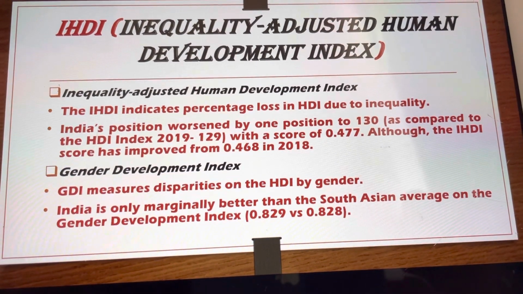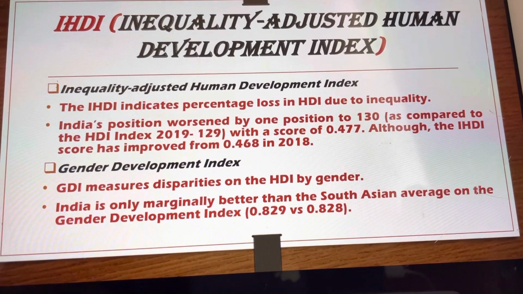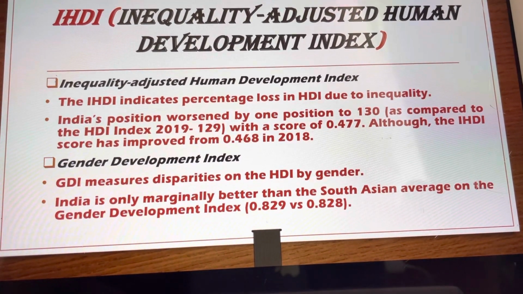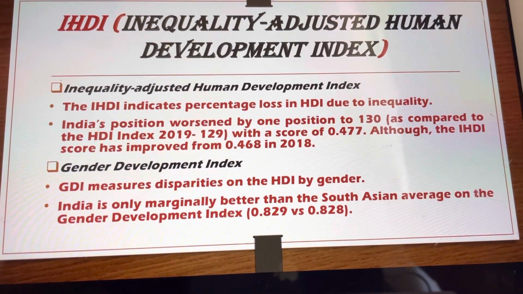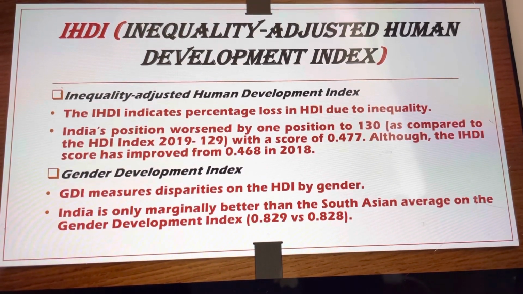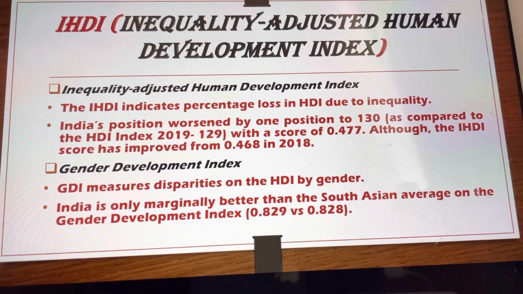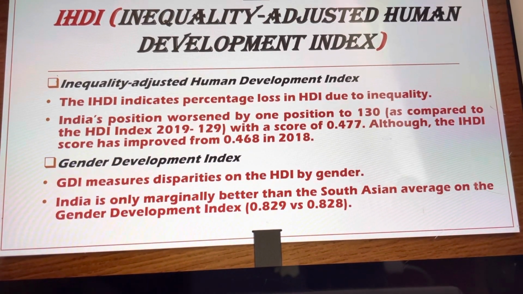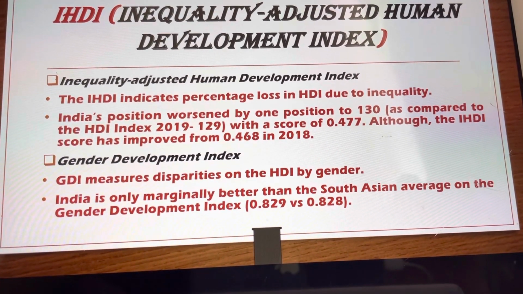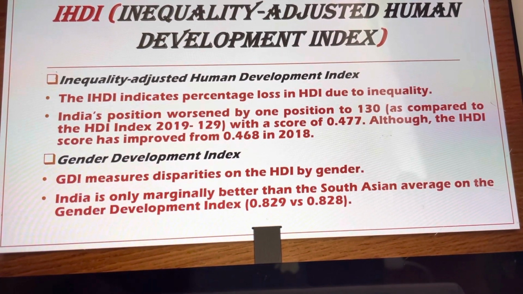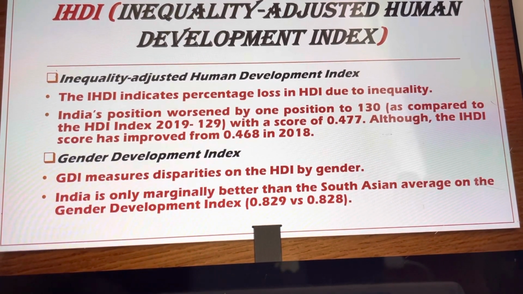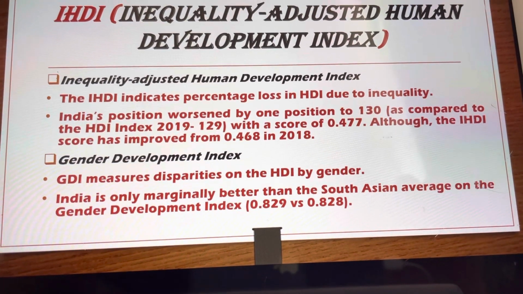Gender Development Index. GDI measures disparities on the Human Development Index by gender, means between men and women. India is only marginally better than the South Asian average on the Gender Development Index, which is 0.829 versus 0.828.